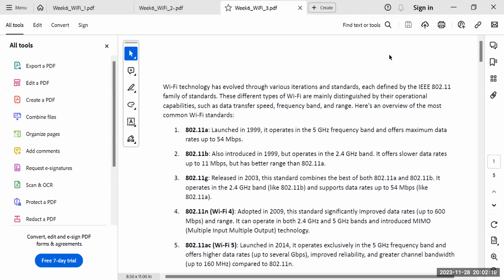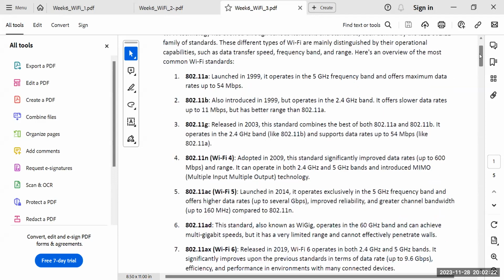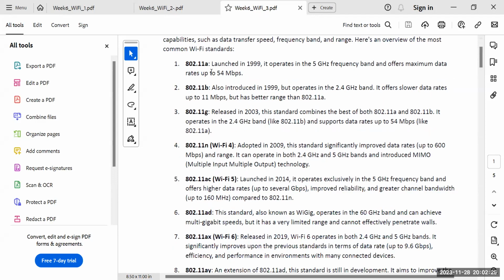So let's sum up all the different variants of Wi-Fi. Wi-Fi standard A, B, G, and the N standard that we have just talked about, which is also known as Wi-Fi 4. That was adopted in the year 2009. As we have just seen, it has a significantly higher data rate of up to 600 megabits per second. It can operate in both 2.4 and 5 gigahertz bands and introduced MIMO technology as well. So multiple input, multiple output technology, having a number of multiple antennas instead of having a single antenna.